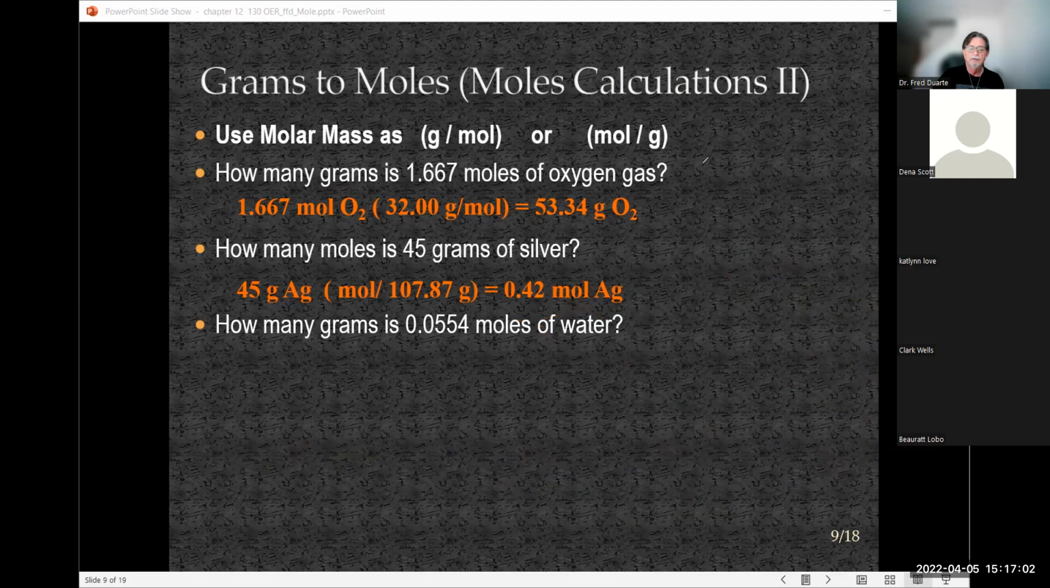And that gives us the answer of 0.998 grams of water. So starting off with 0.054 moles of water, that corresponds to 0.98 grams of water. Again, we have moles, we go to grams, we multiply by the molar mass.